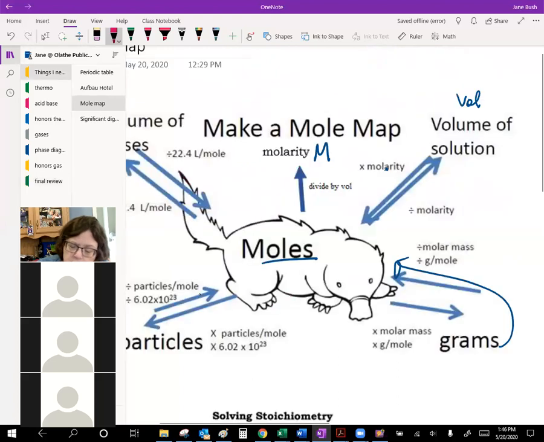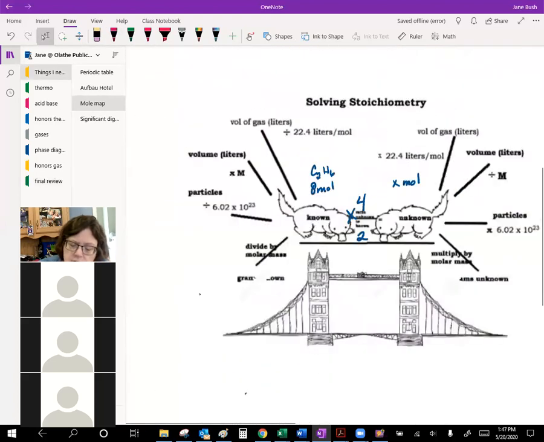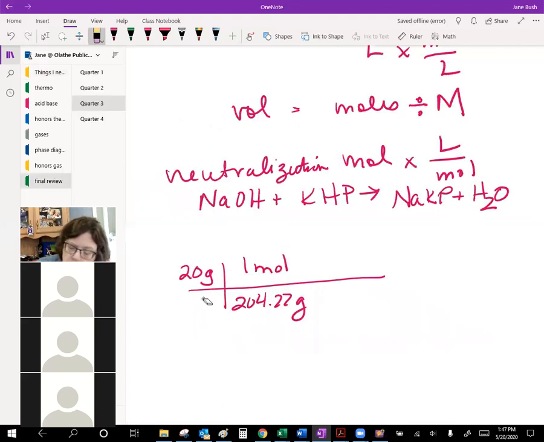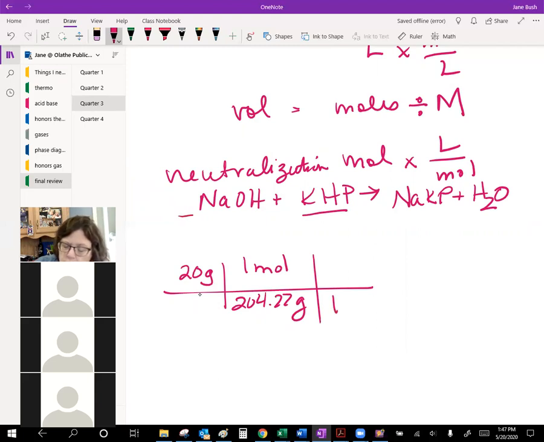Well, if I go back to my bridge, I started here. I had grams, I changed to moles. Now I need to change to sodium hydroxide. So I started with KHP, and what's my ratio here? It's 1:1.